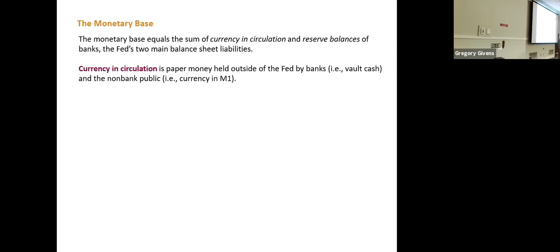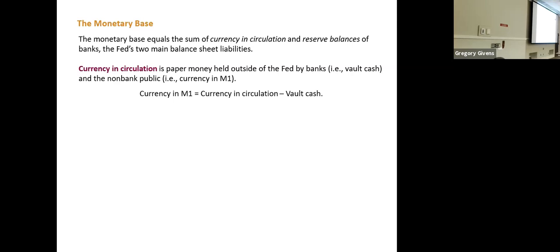Currency in circulation refers to essentially all of these dollar bills that are circulating in the economy outside of the Federal Reserve. Well, they can be in one of two places. They can either be in the pockets of private citizens, or they can be in the vault of private banks. So currency in circulation is really the sum of the currency component of M1 plus what we call vault cash, okay? There's a difference between the currency component of M1 and currency in circulation.